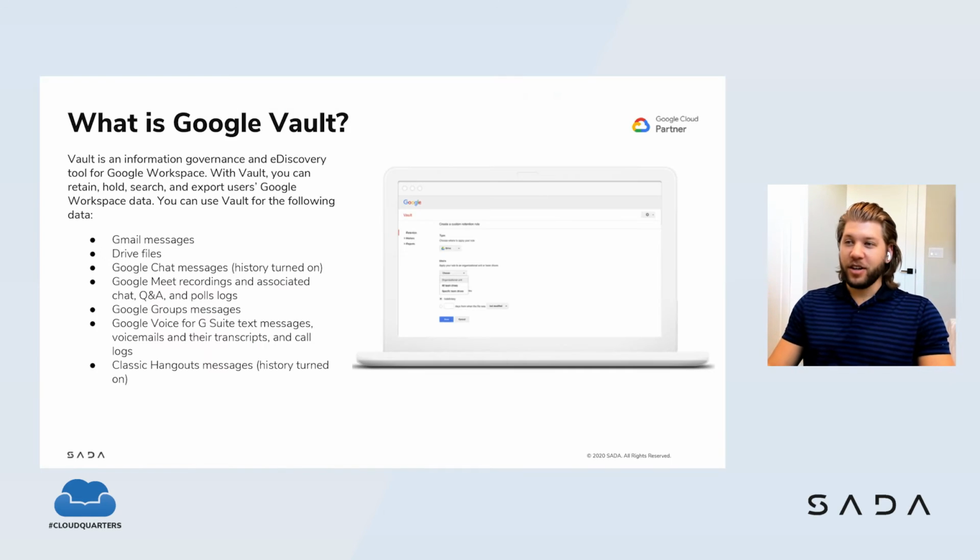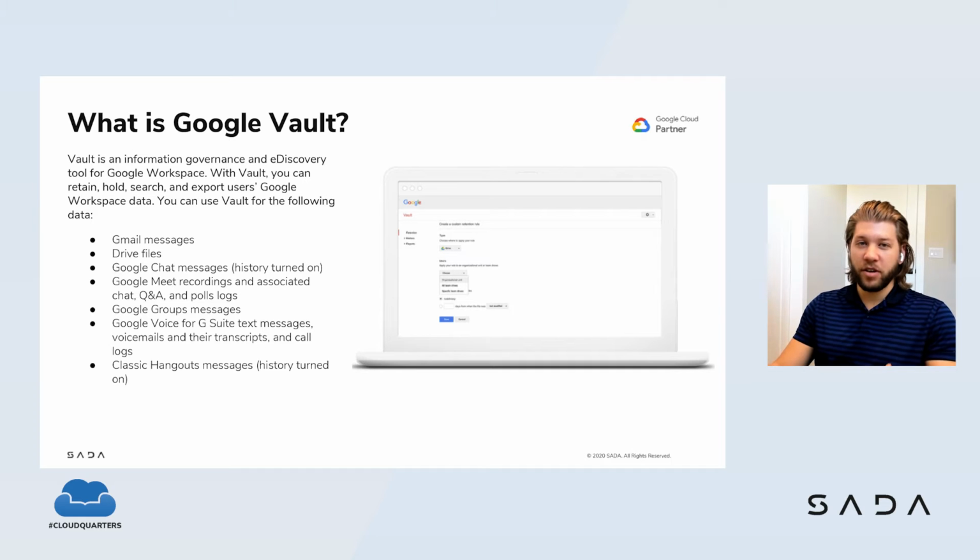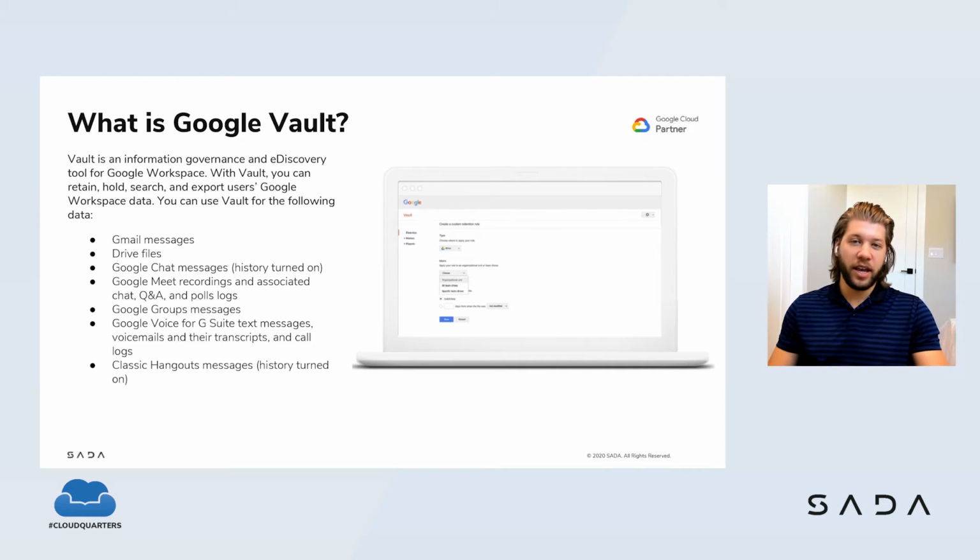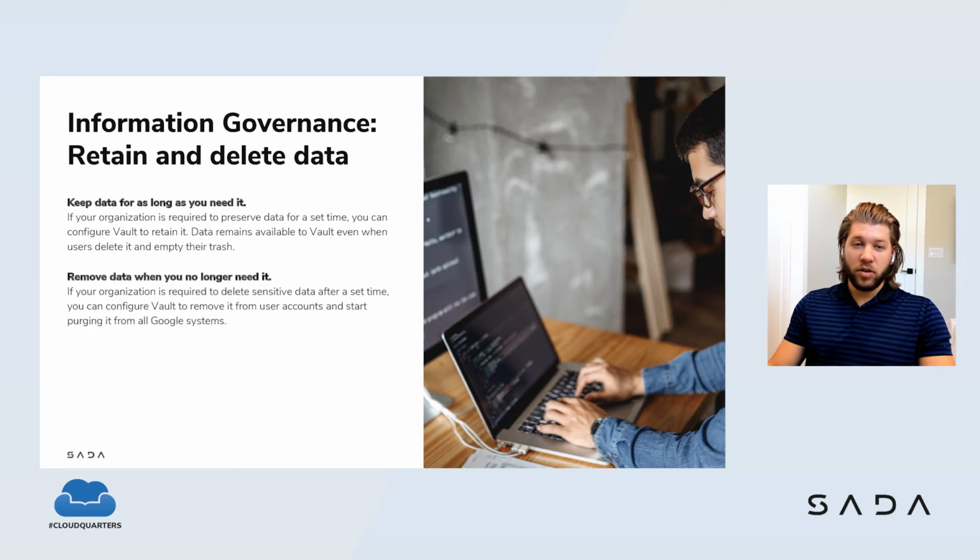By definition, Vault is an information governance and eDiscovery tool for Google Workspace. It is a vital application for data retention, legal holds, searching, and exporting. It provides a level of comfort for security, legal, and eDiscovery teams at your organization. And it enables the ability to manage your organization's data behind the scenes for widely used applications such as Gmail and Google Drive.